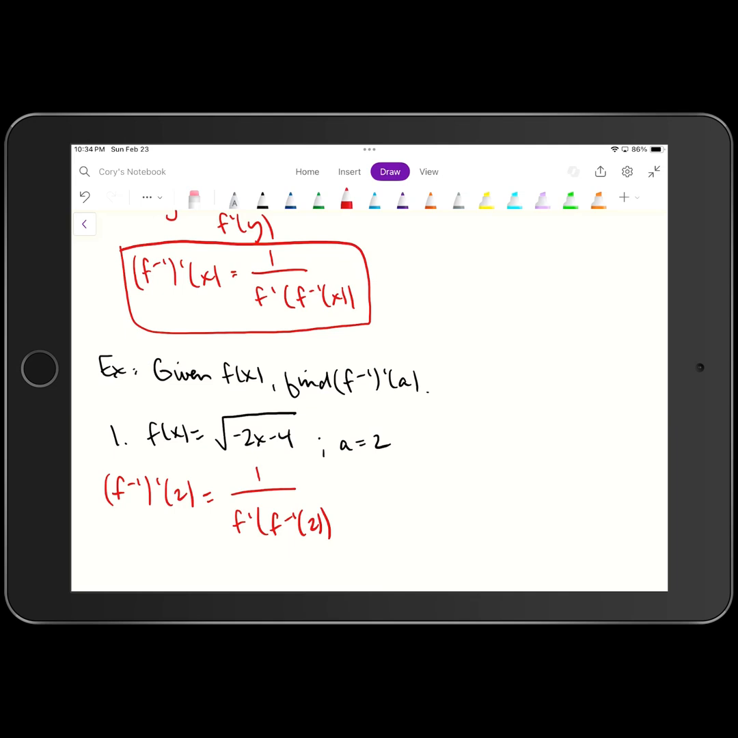Okay, so again, this goes back to something that we talked about earlier in the year with inverse functions. So if we want to calculate f inverse of 2, okay, so f inverse of 2, that means that 2 is going to be the input for the inverse function.